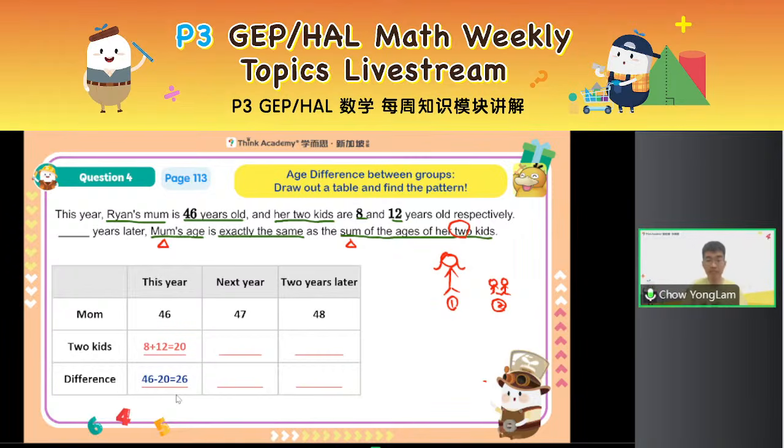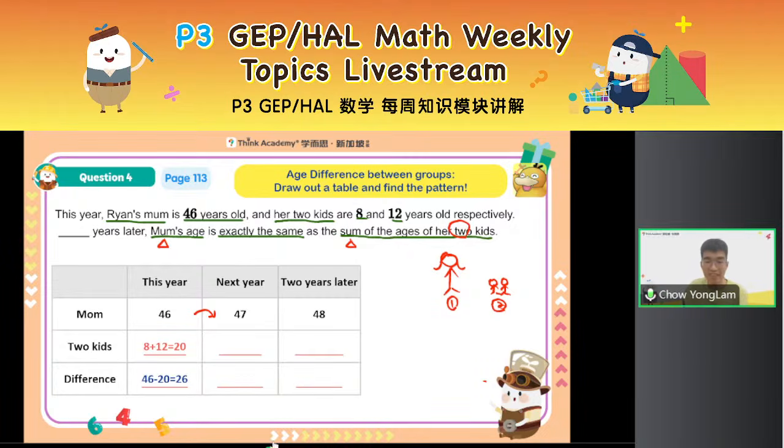Now, moving on to next year, you will notice, will the difference change this time? Previously, when I have two people, just two people, their age difference will never change. But here I have two groups of people. Mother is one person. Two kids is two people. Will their age difference change?